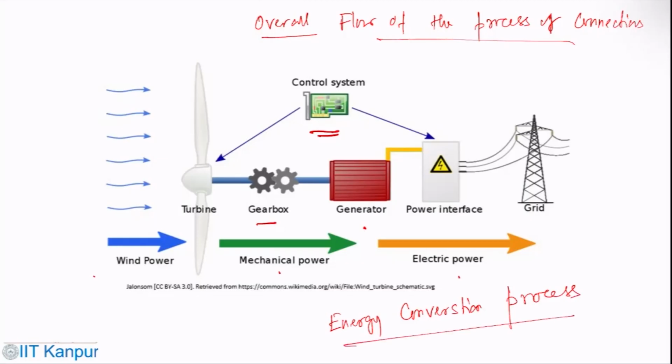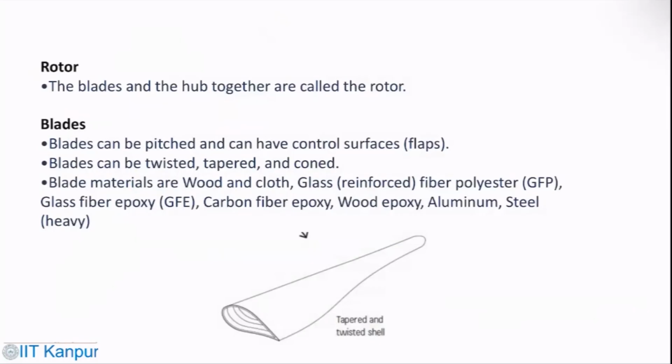If you go back to your undergraduate understanding of the first law of thermodynamics, energy can neither be created nor destroyed. It just changes from one type to another. So this goes to the power interface to the grid. This is how it works. Now, coming back to a little more detail on the components.